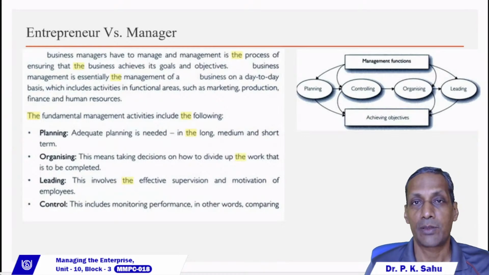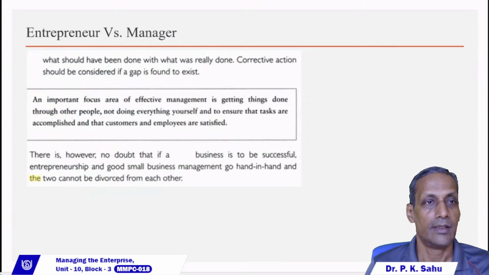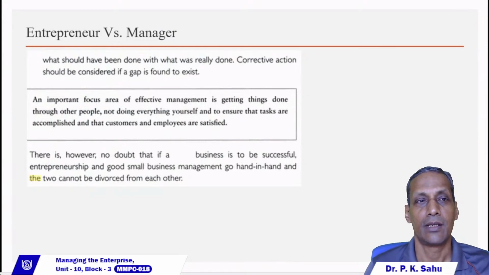Planning: adequate planning is needed in the long, medium, and short term. Organizing means taking decisions on how to divide up the work that is to be completed. Leading involves the effective supervision and motivation of employees. Control includes monitoring performance, in other words, comparing what should have been done with what was really done. Corrective action should be considered if a gap is found to exist.